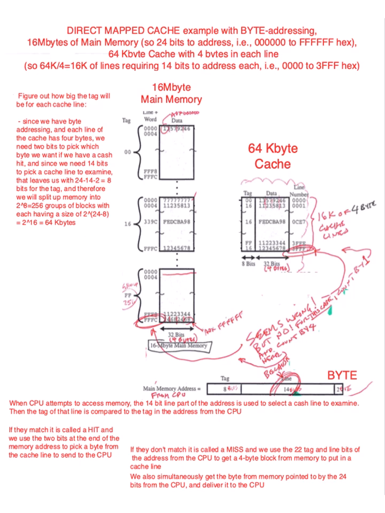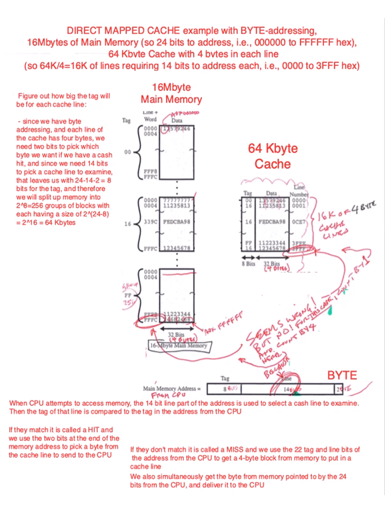Okay, so assuming that all makes sense, this is how it works. Down below here, it says when the CPU attempts to access memory, the 14-bit line part of the address is used to select a cache line to examine. Then the tag of that line is compared to the tag in the address from the CPU. If they match, it's called a hit. Okay, good. It's in the cache, so you look in the memory our CPU is looking for. It's a hit, and we use the 2 bits at the end of the memory address to pick a byte from the cache line to send to the CPU.